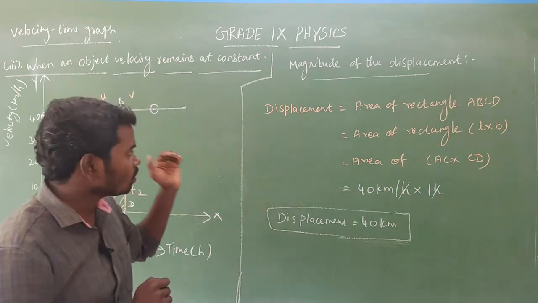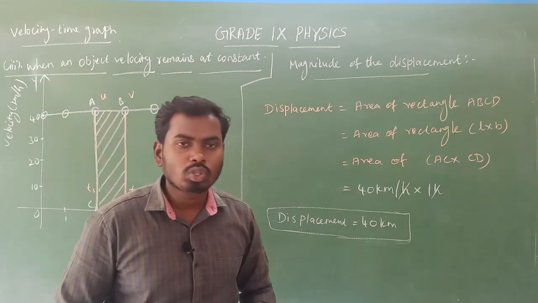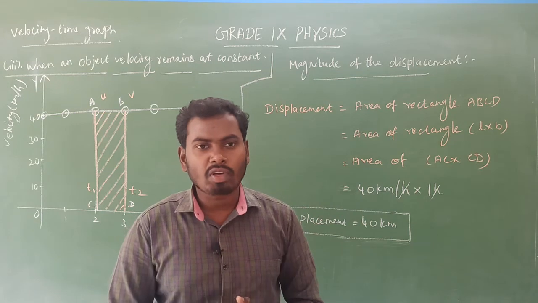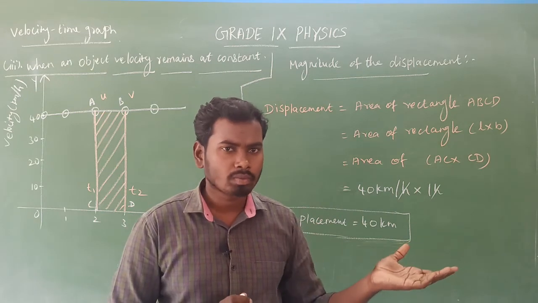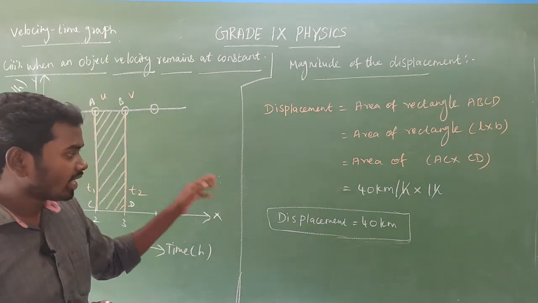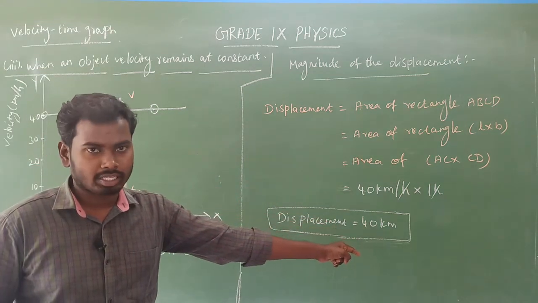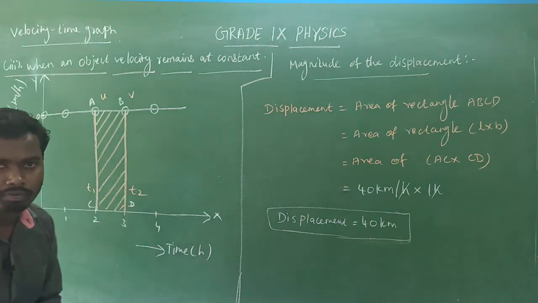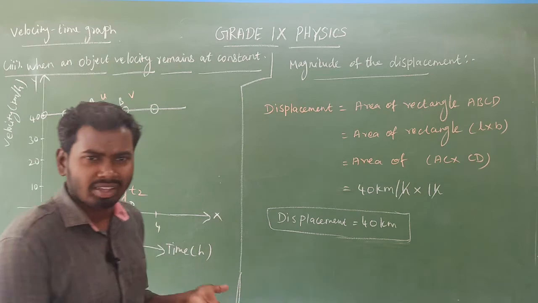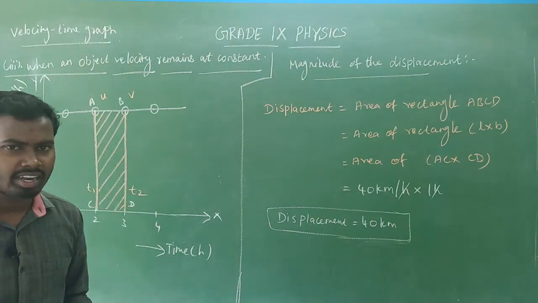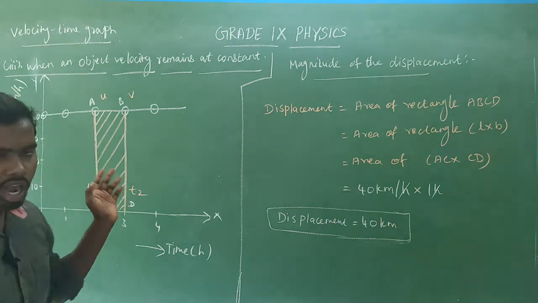Is it clear? Yes. So whenever an object moves with constant speed or constant velocity, acceleration of the object will be 0. But there is displacement covered by the object here, that is 40 kilometers. How much? 40 kilometers. That's all, very easy one. Don't get confused. Okay, so nothing is there. Very simple mathematical calculation. That's all. Isn't it? Yes.